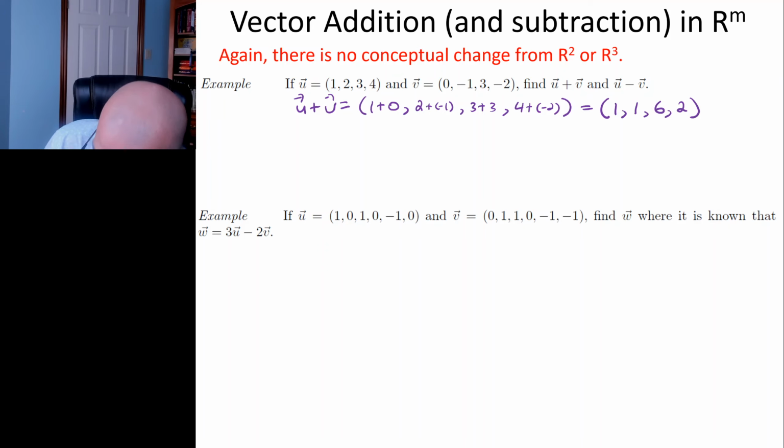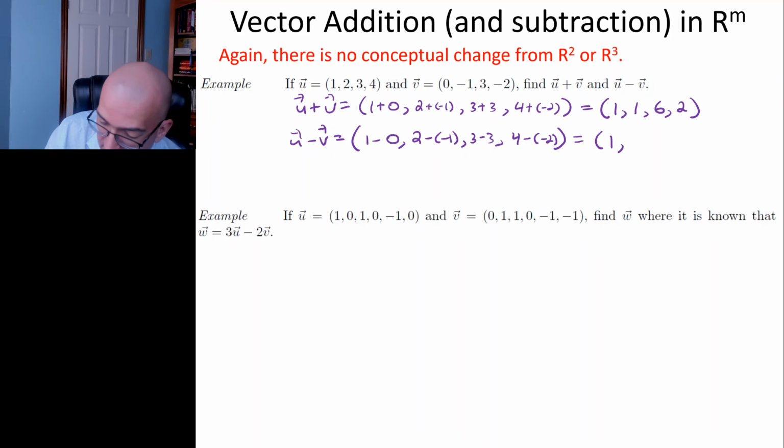comma, 2. We do u minus v, it's component minus component, so 1 minus 0, comma, 2 minus minus 1, comma, 3 minus 3, comma, 4 minus minus 2. Now we simplify. 2 minus negative 1 is 2 plus 1, so 3. 3 minus 3 is 0, and then 4 minus negative 2 is 4 plus 2, so 6.